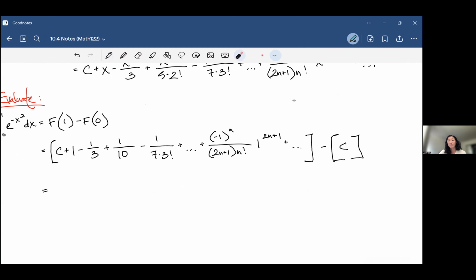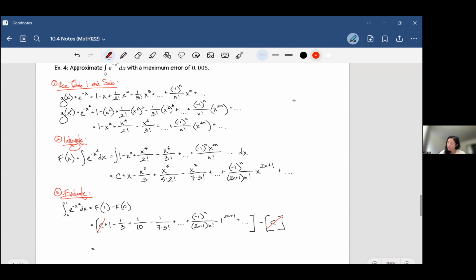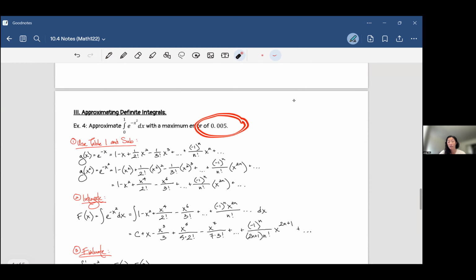Now, let's think about this. We are subtracting the second one from the first one. So c minus c, those are going to cancel out, and I'm just going to be left with the terms in here. So now my question is, how many of these terms do I need? I'm just going to keep going until I get a term that is smaller than 0.005. Let's see how many we need.